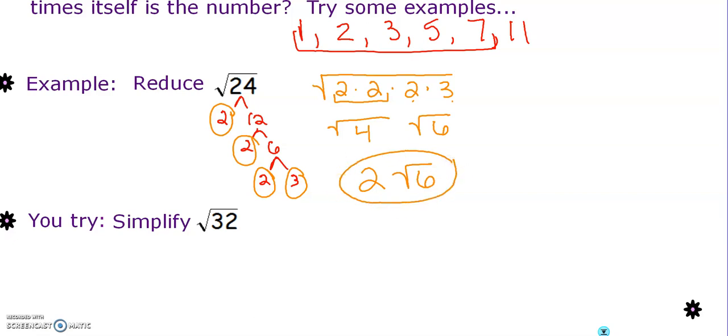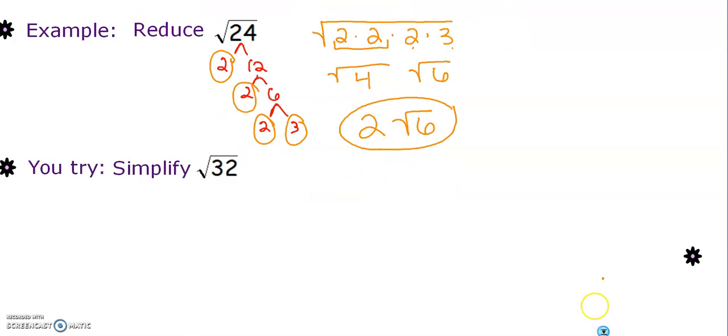And now I know that may look more complicated than the square root of 24. This is the simplified version. You took out whatever perfect squares there were out of the radical and you put them out in front. Anytime we take a perfect square out of the radical, we can put that number out in front. So we're going to try the next one together as well.